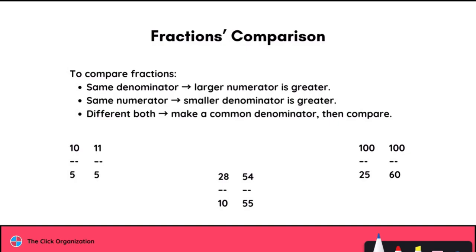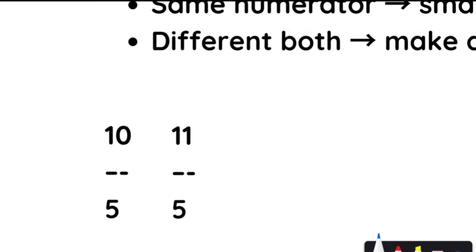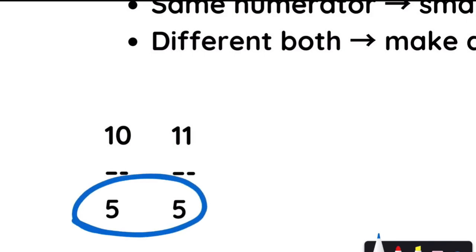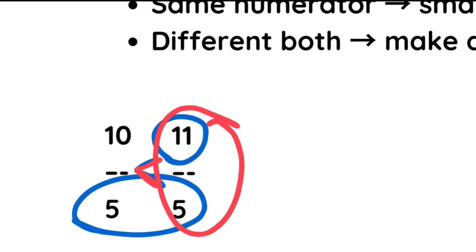So let's take a look at the first example. 10 divided by 5, 11 divided by 5. The denominators are the same, so I know that the bigger numerator makes the fraction greater. So bigger numerator, 11. So this, let me pick another color. This fraction is bigger and greater.